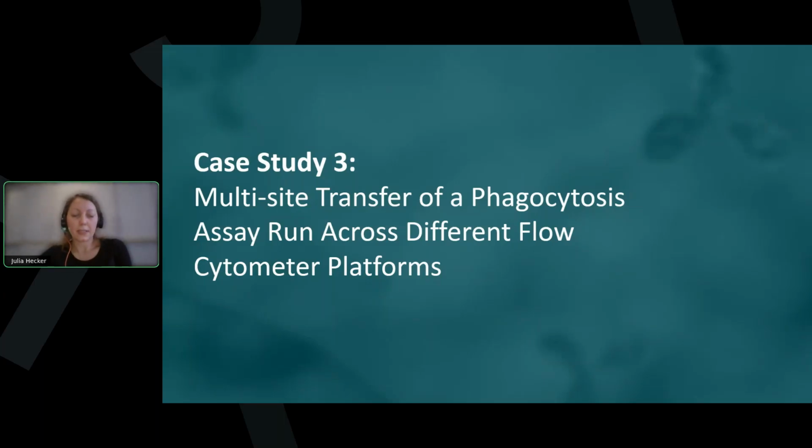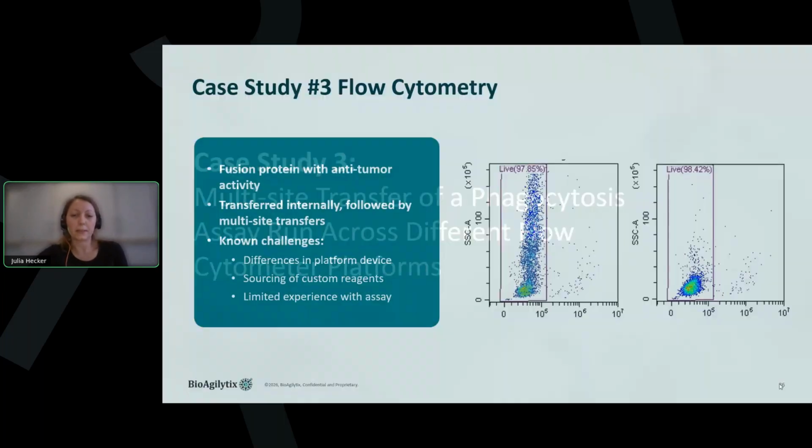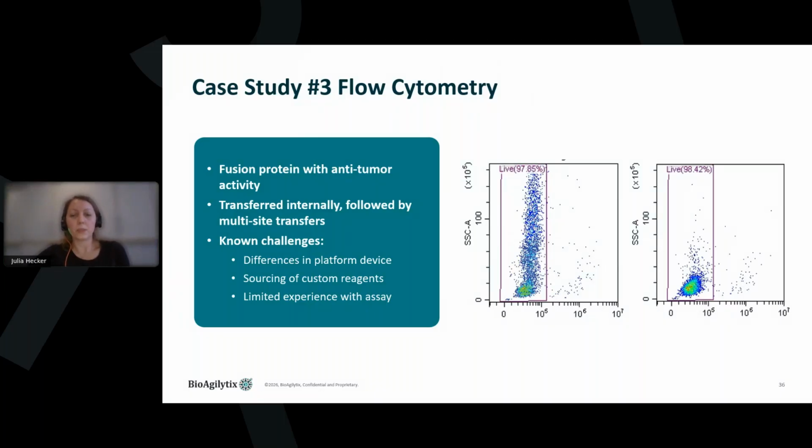The third case study is also based on a cell-based assay and a potency assay, but this is read on a different platform. It's a flow cytometric assay, and it measures the phagocytosis. And we compared different flow cytometer platforms to really complete our gap analysis for planned co-validation across different sites and across different platforms. I'm going to show you on the next slide what this assay is about.